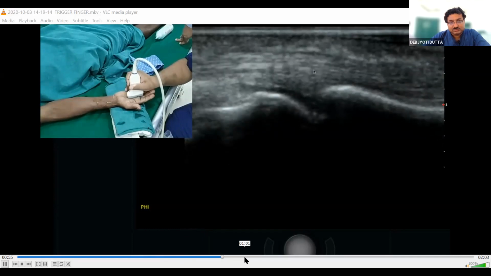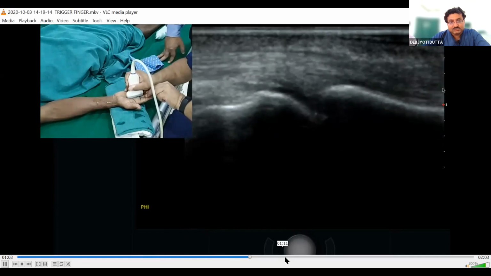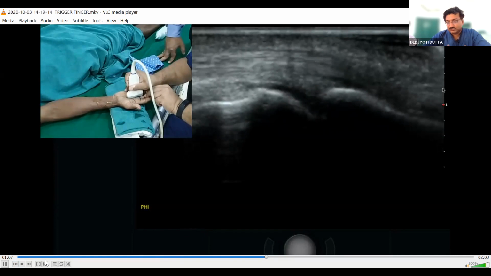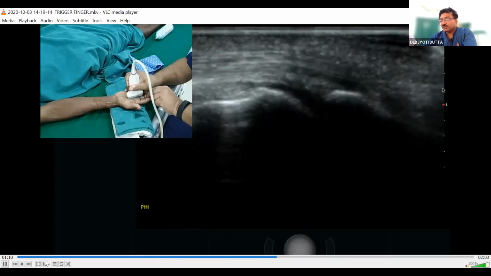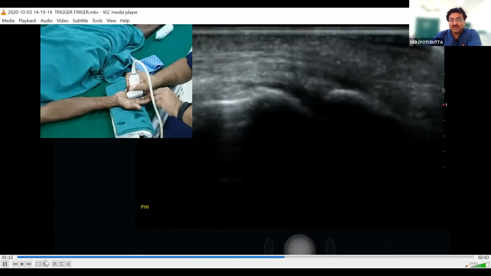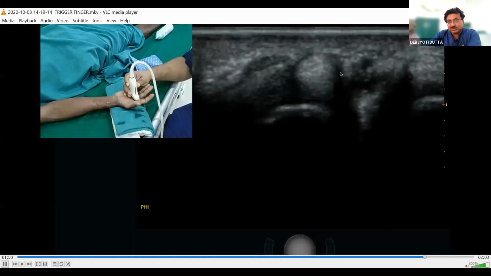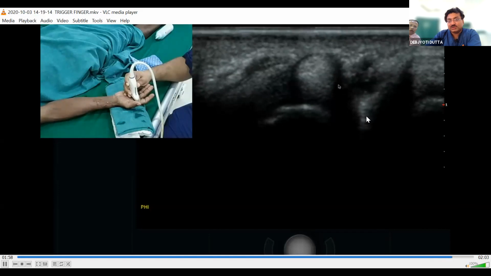So these are the fibrillar tendons. If we move the finger along both the phalanges, the middle and distal phalanx, we can see the whole tendon moving. Now if we fix the middle phalanx, in the short axis view, this structure is the A1 pulley. So we inject the drug here for the trigger finger or the stenosing tenosynovitis of the finger.